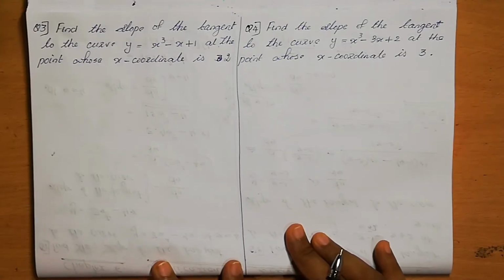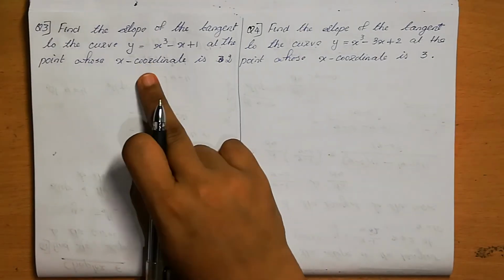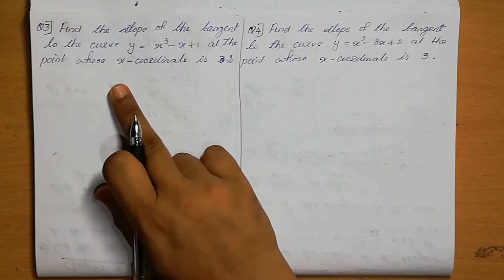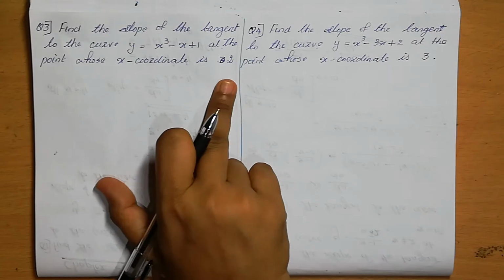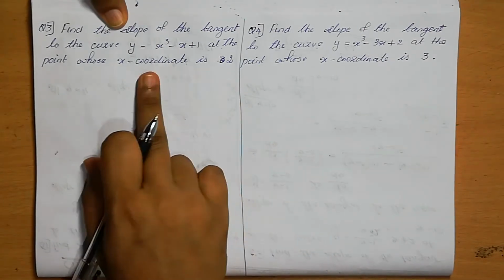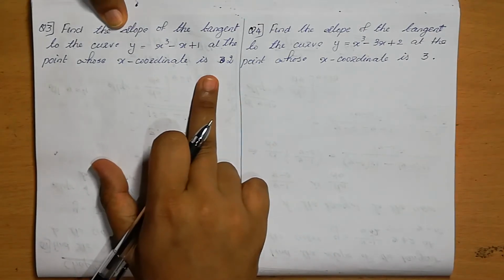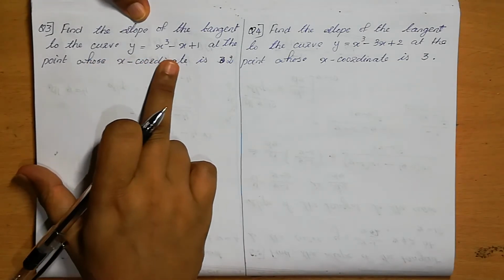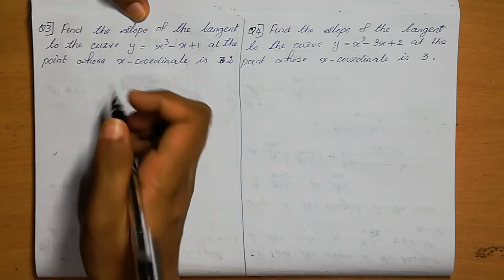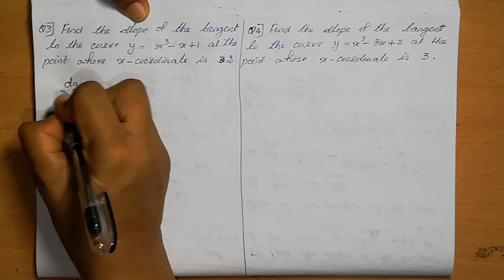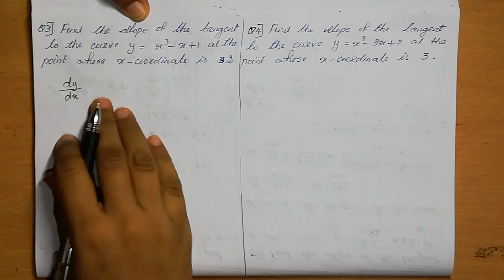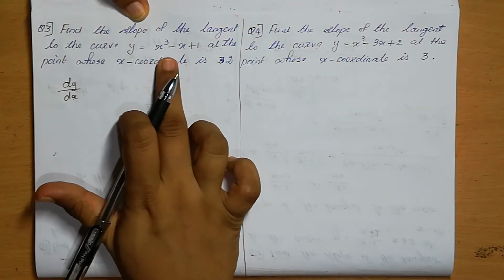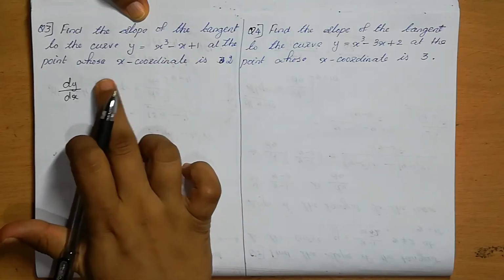Question number 3. Find the slope of the tangent to the curve y equal to x cube minus x plus 1 at the point whose x coordinate is 2. So, the x coordinate is 2 means what? x is equal to 2, right? So, first we need to find the slope of the tangent to the curve y equal to x cube minus x plus 1, that is dy by dx we are going to find out. Before that we need to write the statement: slope of the tangent to the curve y equal to x cube minus x plus 1 is dy by dx.